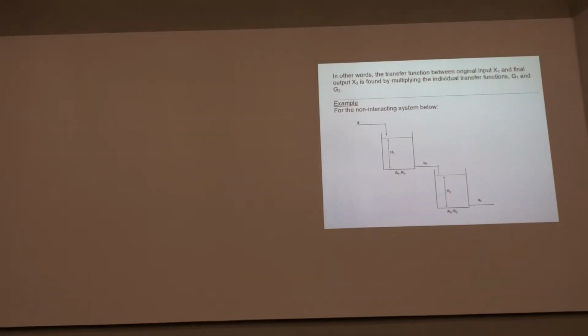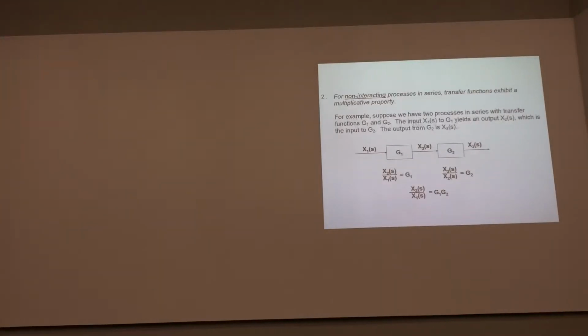So the second property or second characteristic is saying that if I have two systems in series, and I have one transfer function and a second transfer function, I just need to multiply it. I don't need to add it, I multiply it, which is this one. G1 multiplies G2. Alright?